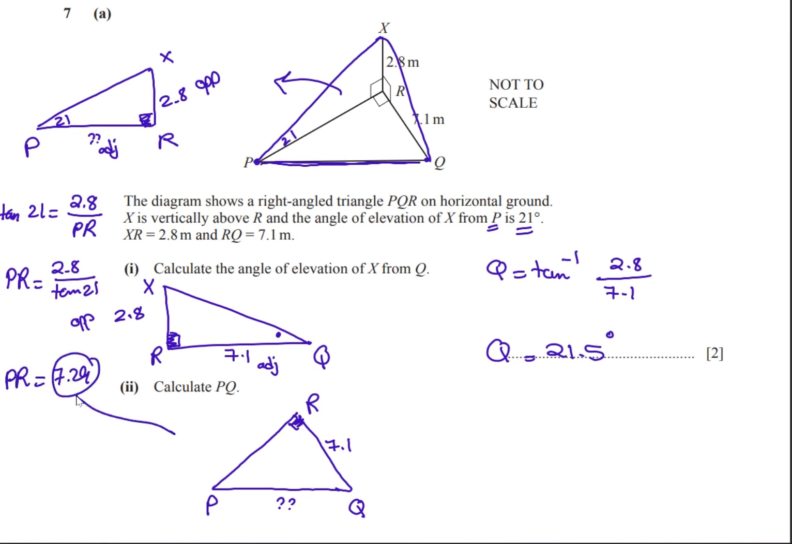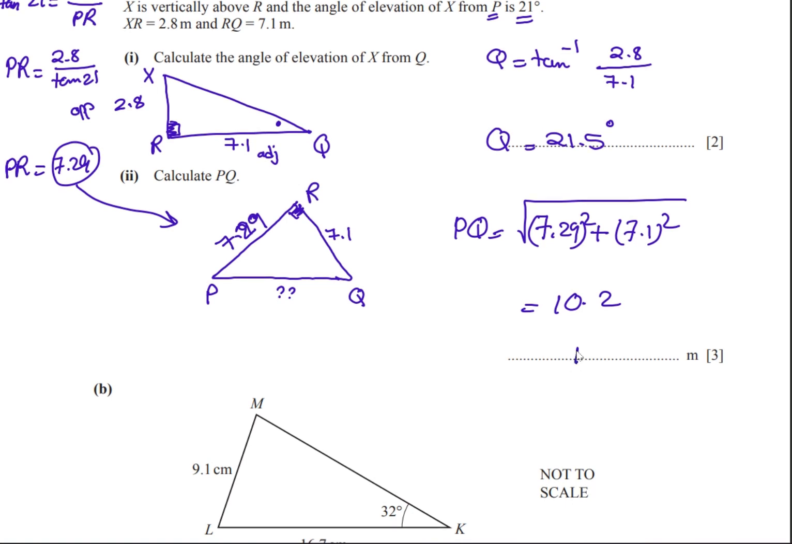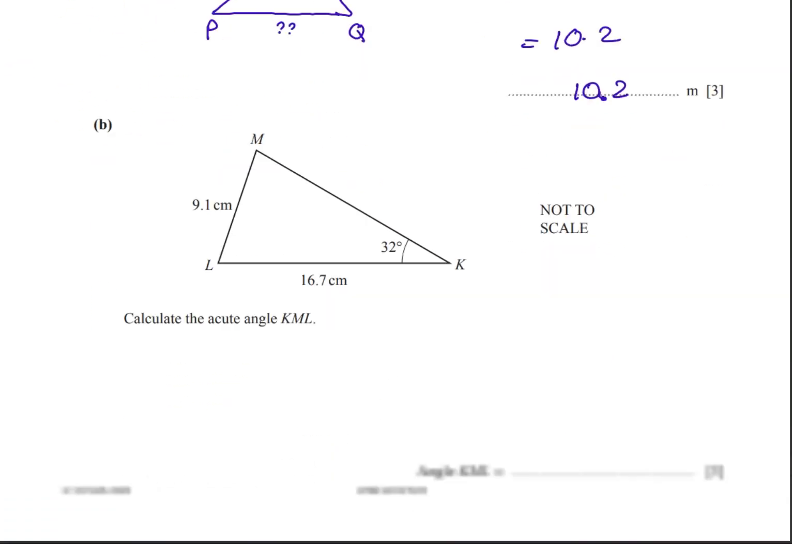Go back and put it here, 7.29. So how to get BQ now? It is hypotenuse. So put the root and put plus inside. Here 7.29 power 2 and here 7.1 power 2. You will get the answer as 10.2. But don't forget to write the answer in the space of the question.